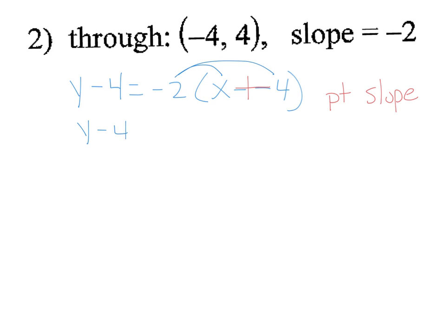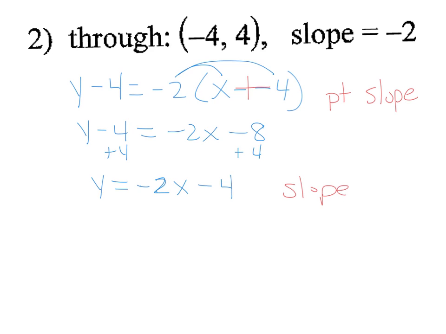y minus 4 equals negative 2x minus 8. And then we're going to add the 4 over. So I get y equals negative 2x minus 4. And that's going to be slope intercept. All the things we've just done so far are review. So we have point slope, we have slope intercept. Now we're going to take it into that last form, standard form, ax plus by equals c.